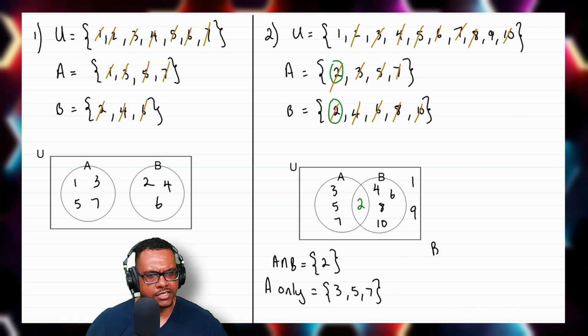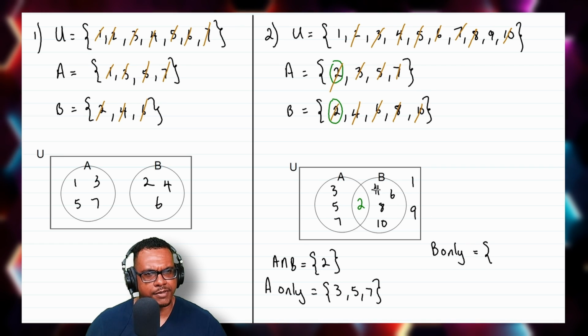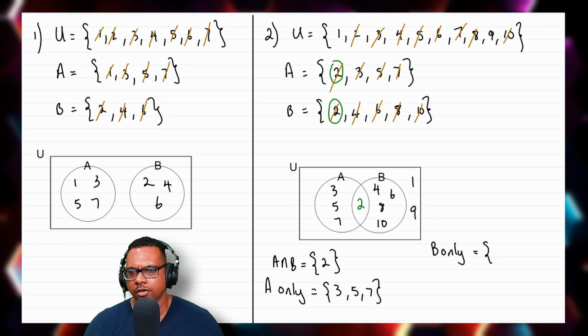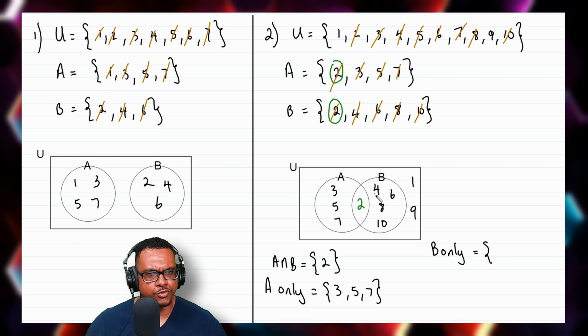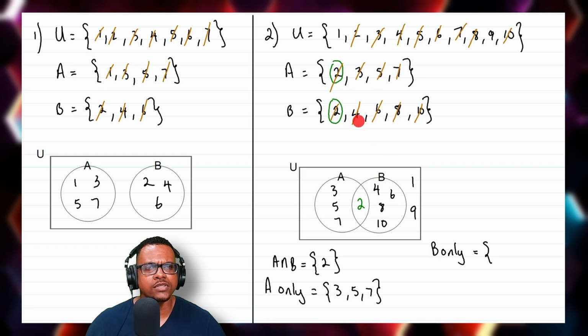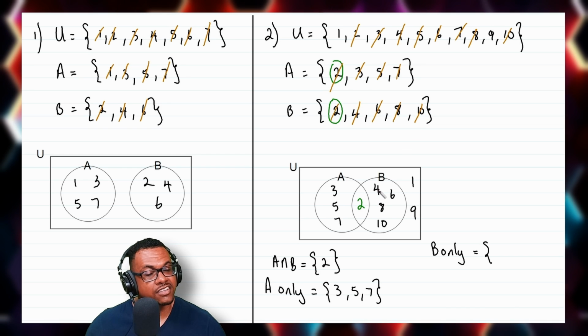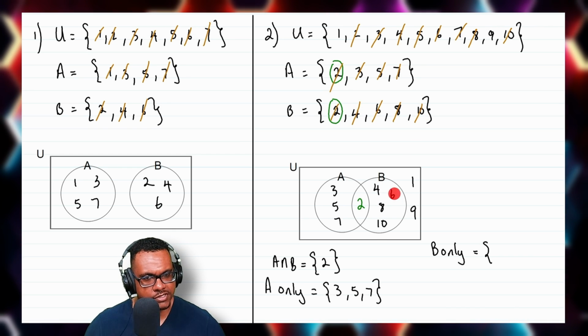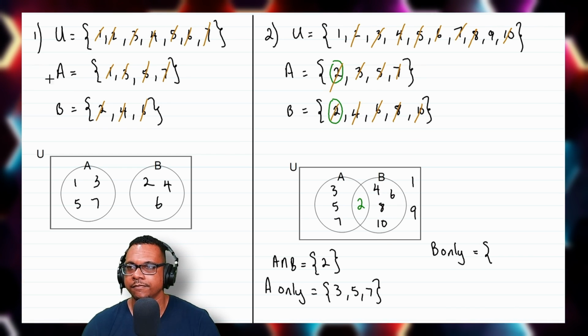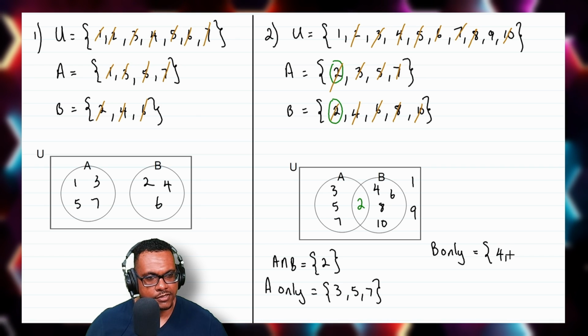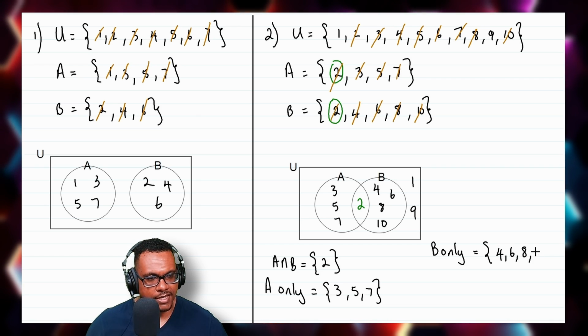Likewise, B only going to have the elements 4, 6, 8, and 10. Now the whole circle B has 2, 4, 6, 8, and 10, which is the whole set B. But B only doesn't contain the intersection, so it's just the 4, 6, 8, and 10. So that's 4, 6, 8, and 10.